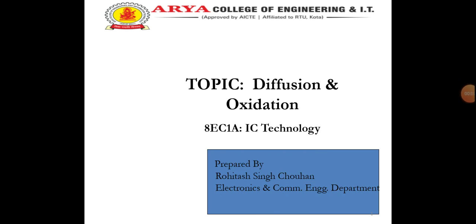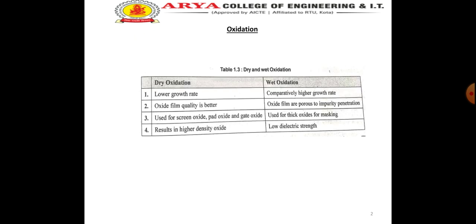Hello students, I am Rohitas Singh Chauhan and we are discussing the topic of diffusion and oxidation. In diffusion and oxidation, we have reached oxidation. Oxidation is one of the important thermal processes which adds oxygen to form silicon dioxide on the wafer.